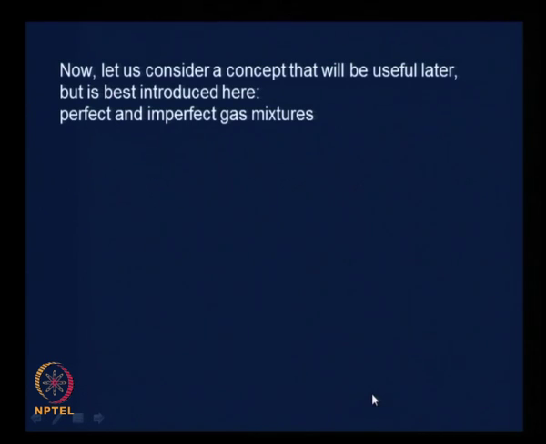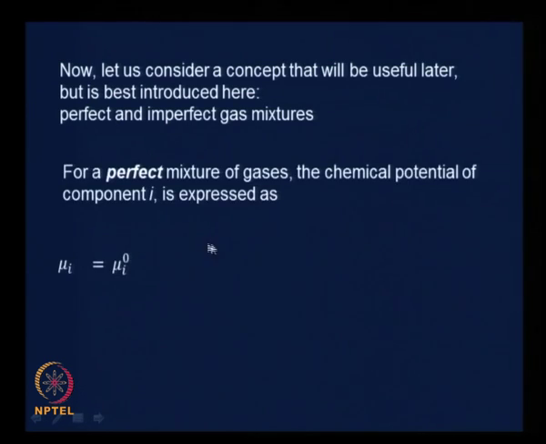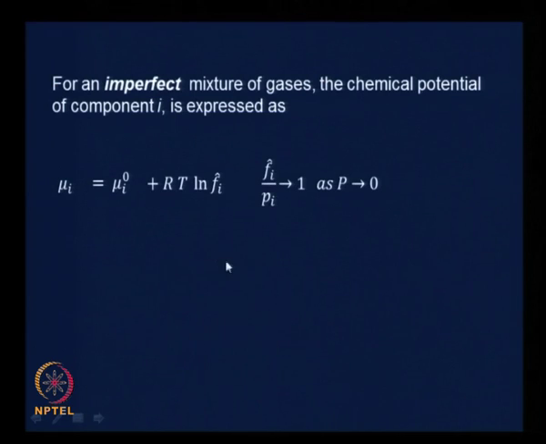Concept-wise, the perfect mixture of gases is something for which the following can be used as the definition of the chemical potential for every component I: mu equals mu I naught plus RT ln Pi, where Pi is the partial pressure of the component I in the gas mixture. For the imperfect gas mixture, we said we should replace this partial pressure with Fi hat, the fugacity of the species I in the mixture: mu I equals mu I naught plus RT ln Fi hat, and to complete the definition, Fi hat divided by Pi tends to 1 as P tends to 0.